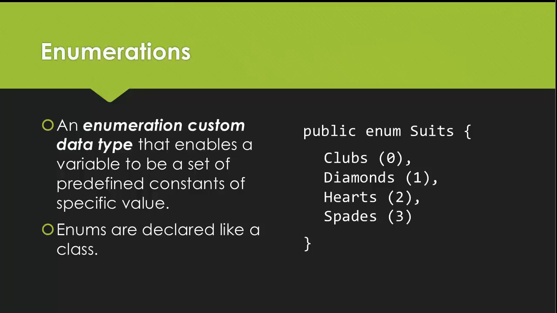Enums are declared like a class. For example, I would say public enum Suits, like the suits of a card, and I have clubs, diamonds, hearts, and spades, and then I set what the predetermined values are of those constants. And then I can create a variable of type Suits and assign it the value clubs, diamonds, hearts, or spades. I can also print a value of type Suits and get the word diamonds or hearts or spades or the value 1 or 0 or 2. Let's do our final example and demonstrate this.